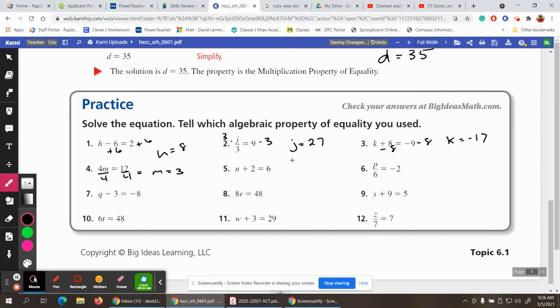All right, so that is just some examples on how to do this. Here are the remaining examples that you can practice. All right, thank you.